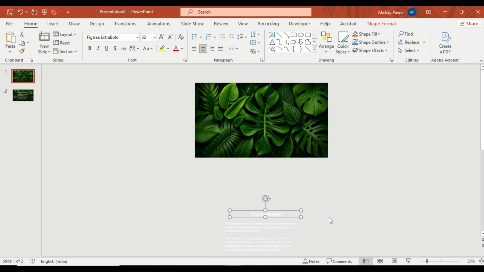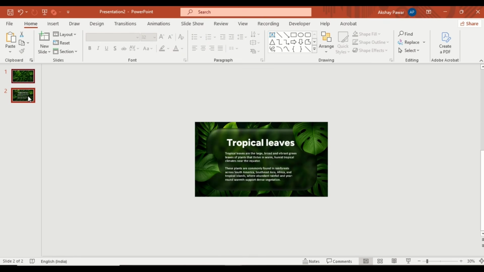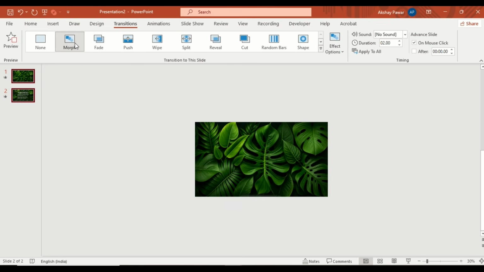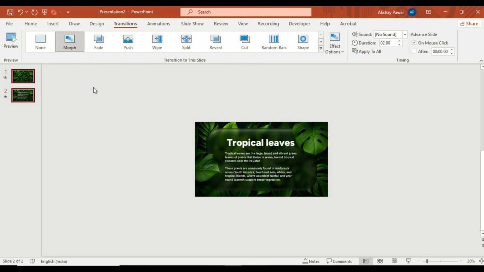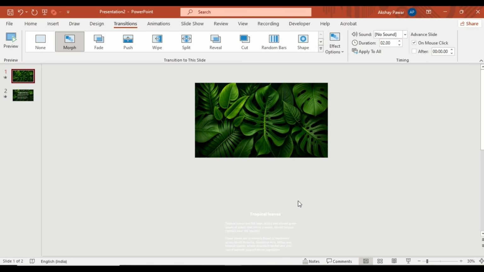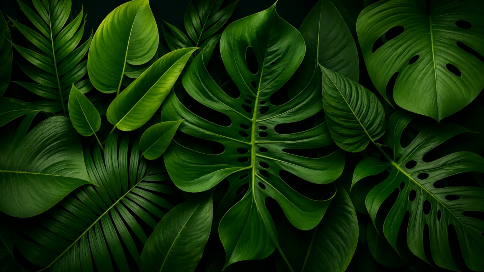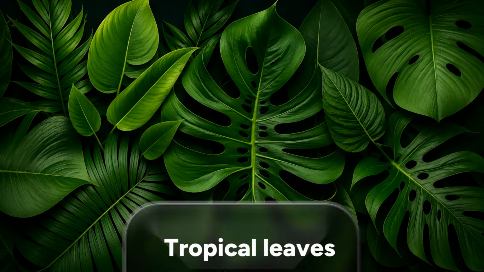Now select the second slide, open the transition tab and apply the morph transition. That's it. Your glass panel will smoothly expand, your text will animate beautifully, and your entire slide will transform into a cinematic motion graphic. Run the presentation in slideshow mode and watch your simple slide come to life with a stunning 3D glass morph animation.